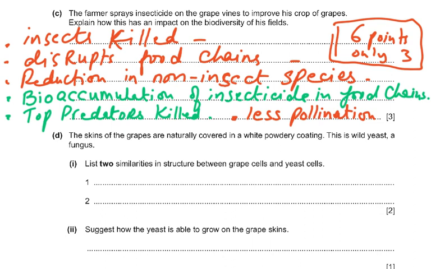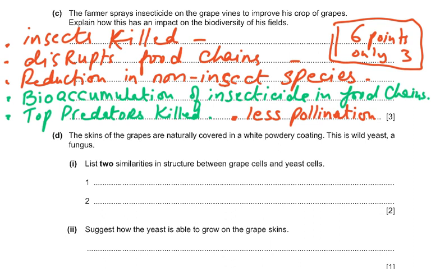So, how would you write it? Insects killed, 1 mark. Disrupts food chain, 2nd mark. Reduction in non-insect species. Why? Because the chemical goes into the soil. So maybe earthworms or snails are killed. They are not insects. Bioaccumulation of insecticide in the food chains. Top predators killed. Less pollination.